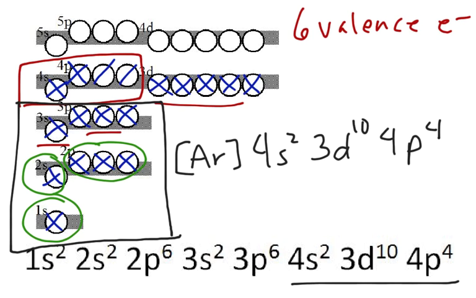And then if somebody said, which ones are the valence electrons? The ones in level 4 are the ones that we would be bumping into first, so those are our valence electrons. That's it.